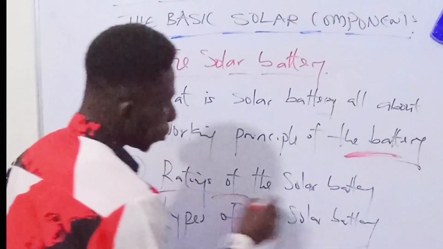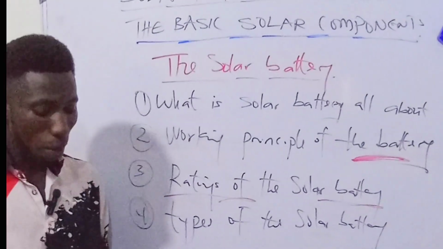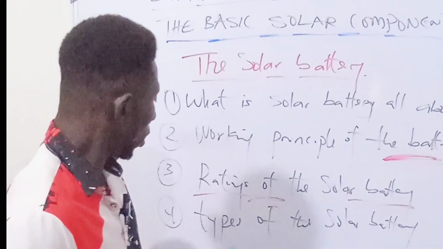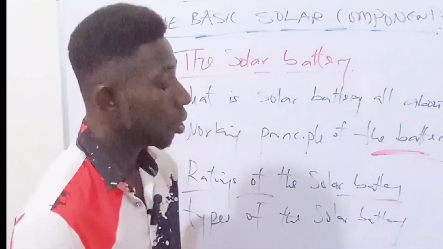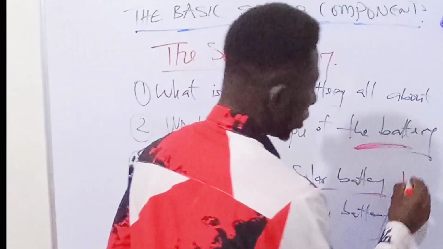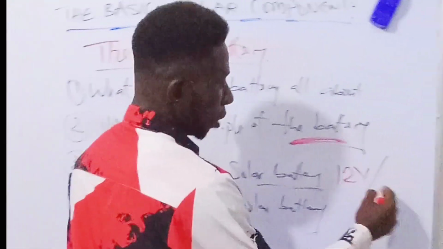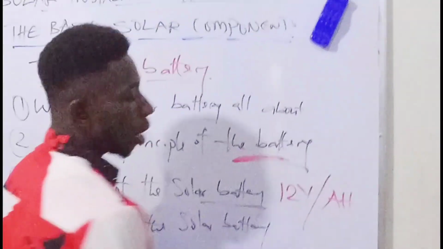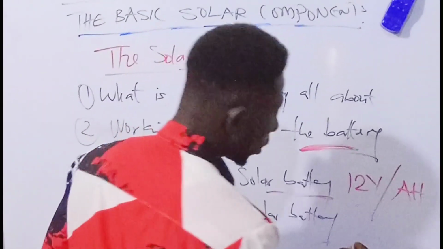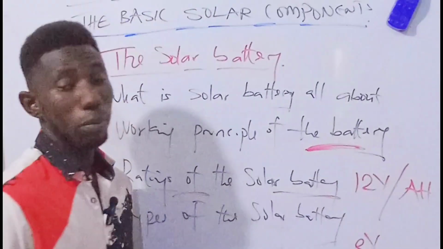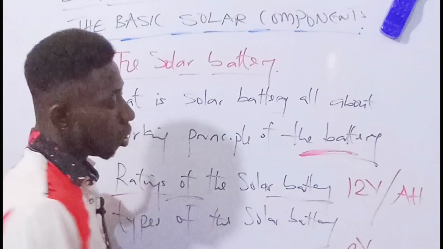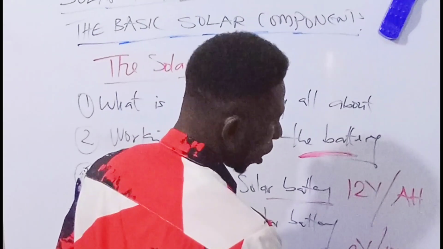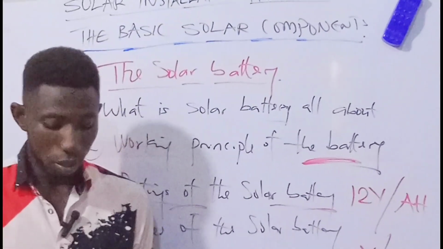We're going to talk about the ratings of solar batteries. There are set ratings, majorly for residential use. Solar batteries are rated in 12 volts and different amps. For commercial use, you will see them basically at 2 volts. By commercial use, I mean those used in banks and other big establishments: 2 volts, maybe 1,000 amps, thereabout, right?